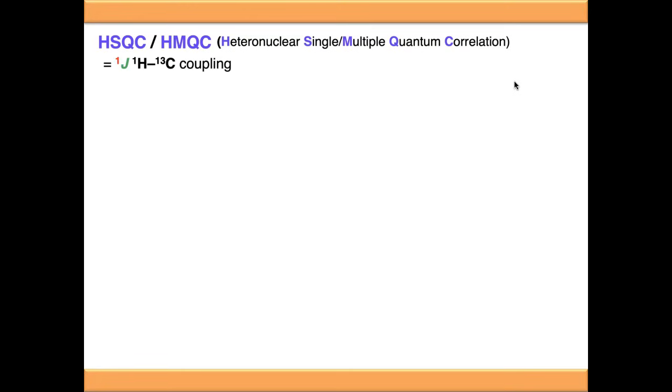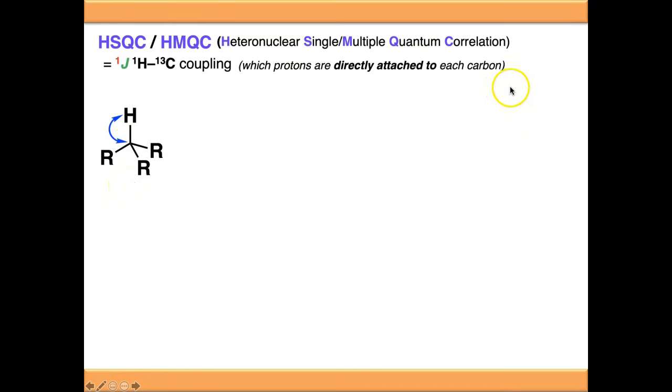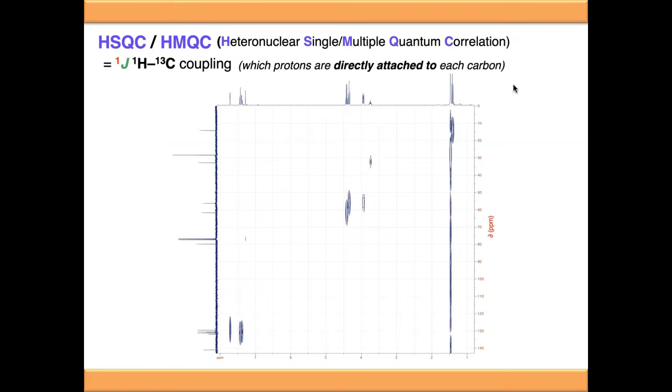So what we're seeing in an HSQC or an HMQC spectrum is 1J proton carbon-13 coupling. If you've got a molecule like this, you're seeing coupling between the proton and the carbon that it's connected to. So this is a 1J, a one-bond proton-carbon coupling. In other words, which protons are directly attached to each carbon. So if we look at this HSQC spectrum, then by tracing across the x-axis, which is proton, we're going to be able to correlate one of these proton signals with something on the y-axis, which in this case is a carbon-13 spectrum.